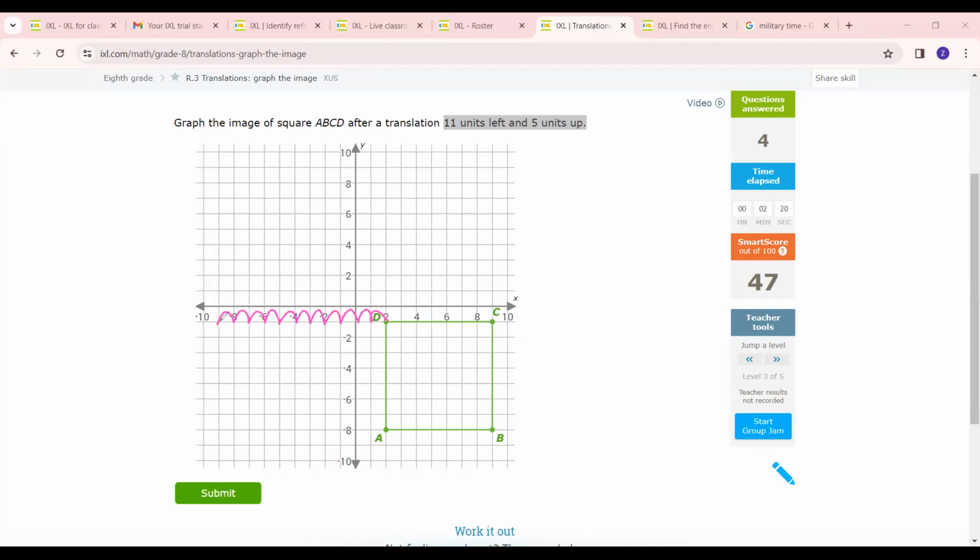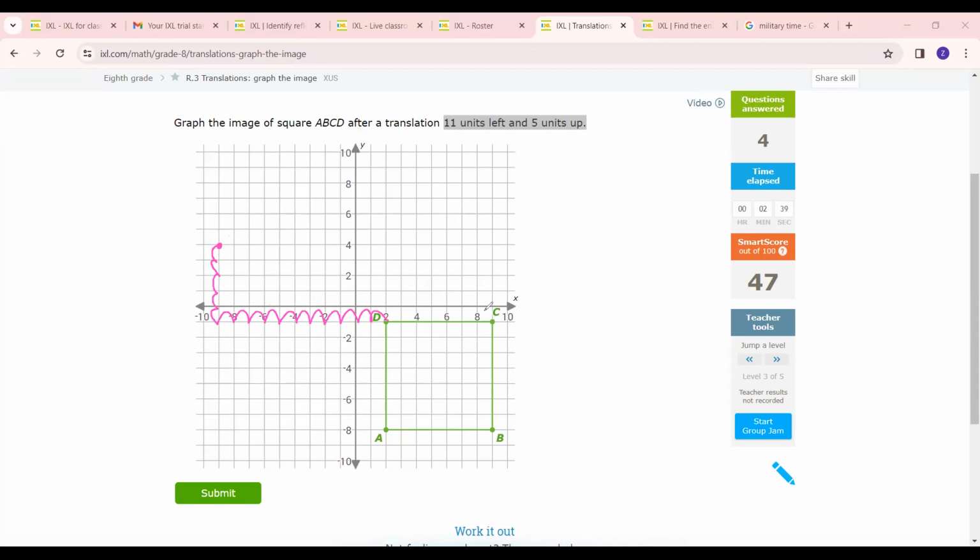How many units up? 5 units up. It's going to be 1, 2, 3, 4, and 5. Good. So this is that. And then for C, it's going to be the same thing. 11 units to the left, 5 units up.